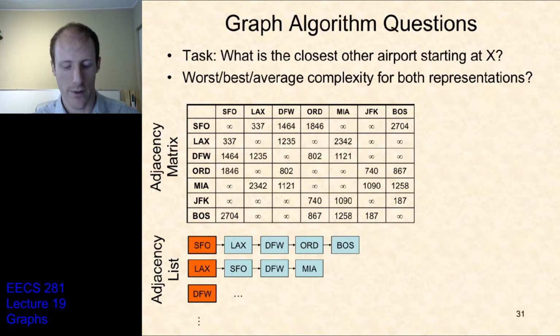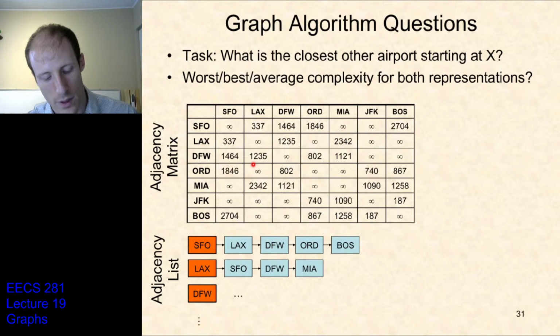All right, so let's move on to another simple graph task, which is to answer the question, what is the closest other airport to some starting airport X? And what is the worst, best, and average case complexity for both representations? So for the adjacency matrix, in order to answer this question, we find the row containing our starting airport, and then we have to look along that row to find the minimum distance.